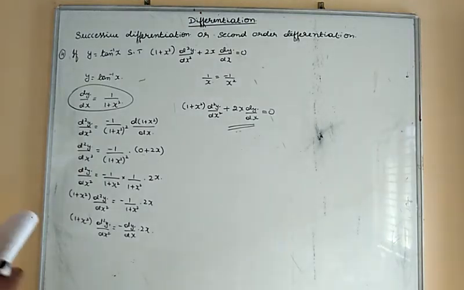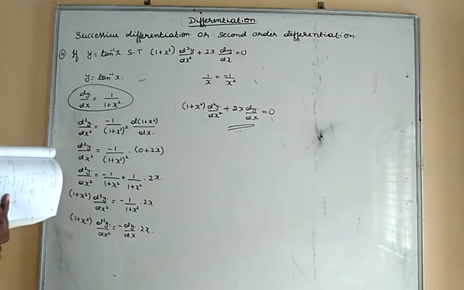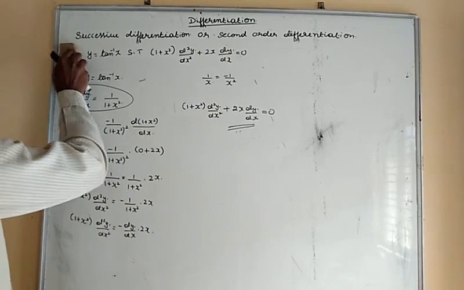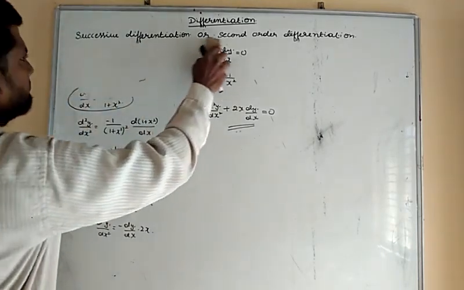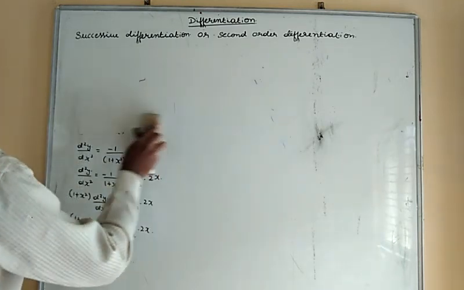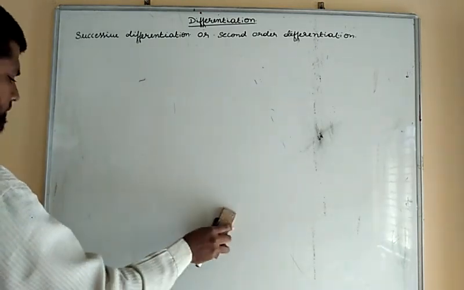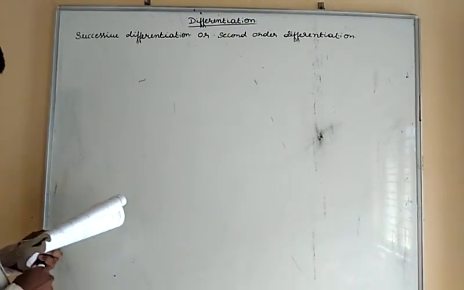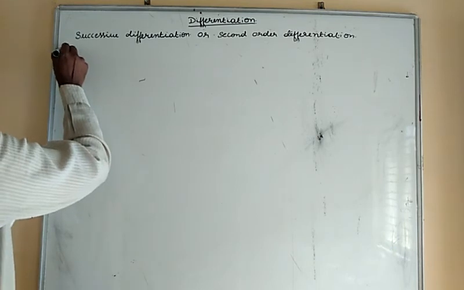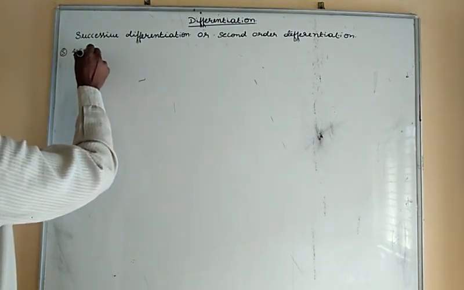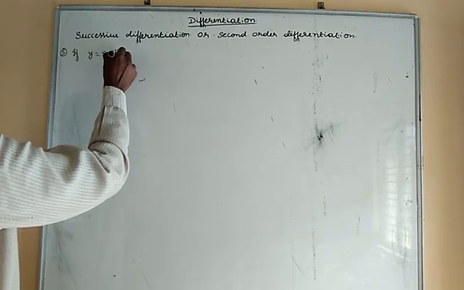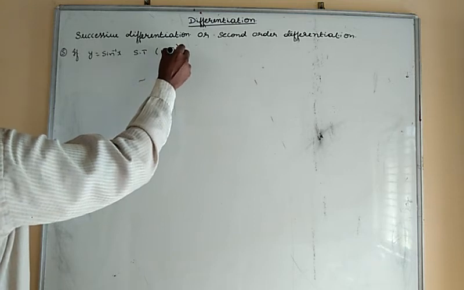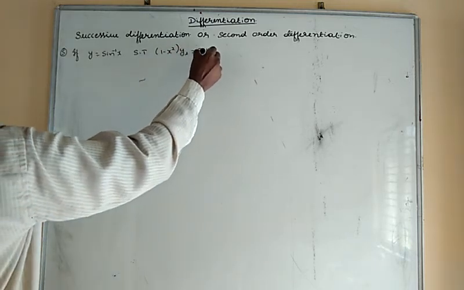Okay, let us take the next problem. If y is equal to sine inverse x, show that 1 minus x square y2 is equal to x y1.